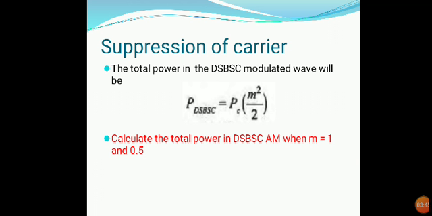For this you have to assume the carrier power. Say for example you can assume carrier power is 400 watt. Then what will it be for modulation index of 1? Then what will it be for modulation index of 0.5?